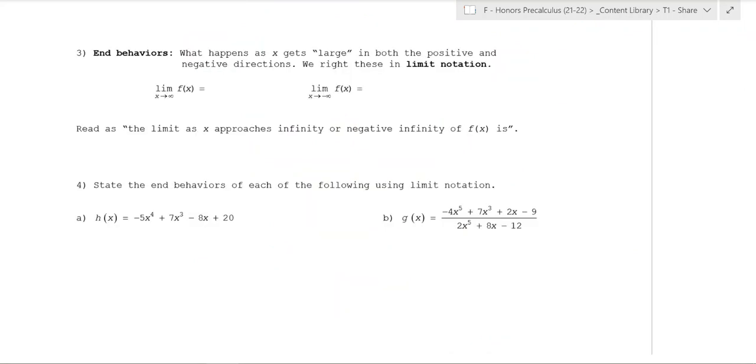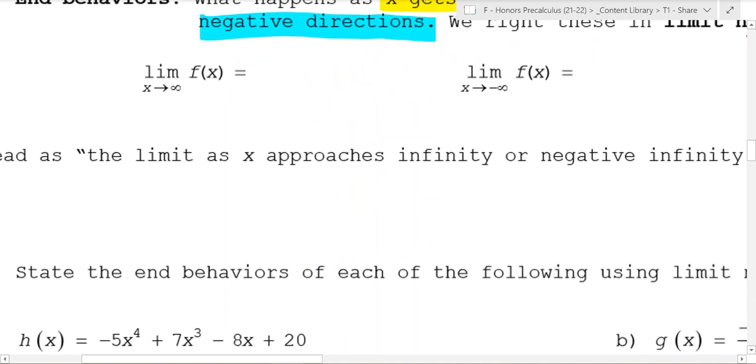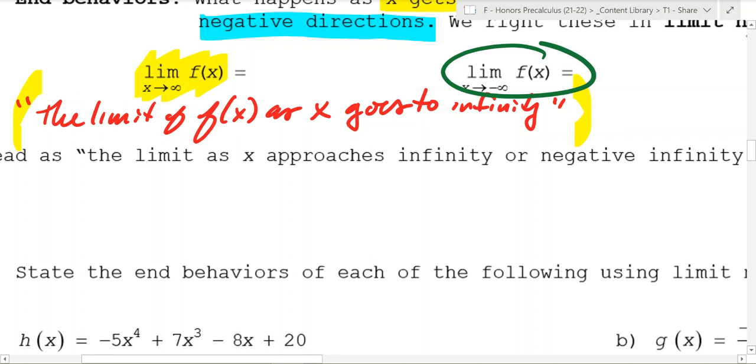So now we're going to look at what happens as x gets large in both the positive and negative directions. We're going to write this in limit notation. So how do you say this? You say this as the limit of f of x as x goes to infinity. And similarly, the one right here is the limit of f of x as x goes to negative infinity. X going to infinity means x going real far to the right. X going to negative infinity is x going real far to the left.